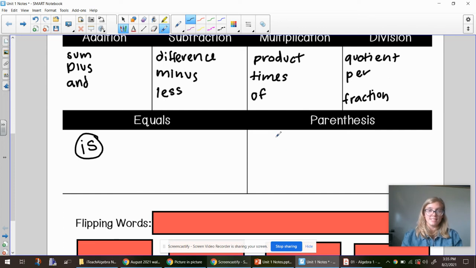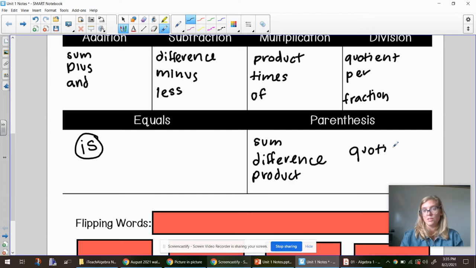We're going to see parentheses anytime we have one of these answers. So sum is the answer to an addition problem. Difference is the answer to a subtraction problem. Product is the answer to a multiplication problem. And quotient is the answer to a division problem. The parentheses tell us if we have 5 times the sum of 2 and x. Because we saw sum and we know we're multiplying 5 times the whole sum, we're going to put parentheses around that. And we'll see why that's important when we talk about the distributive property.